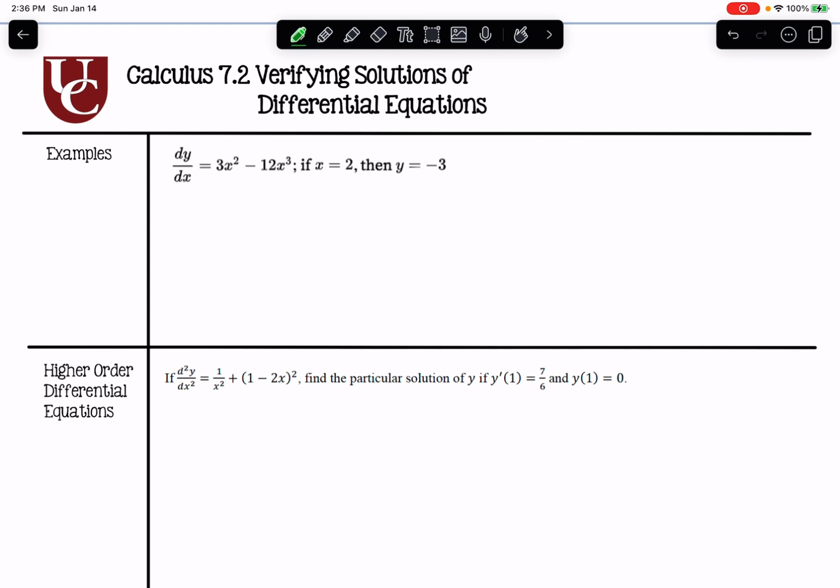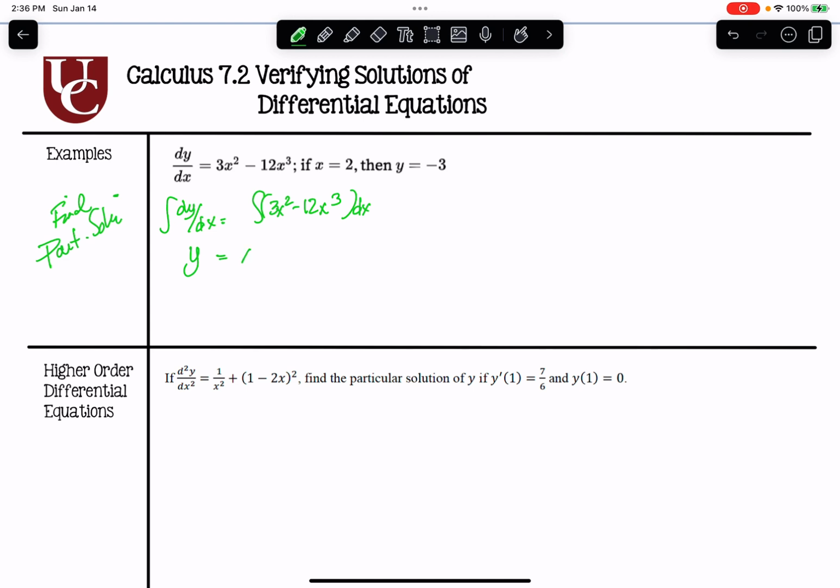So it wants us to find, again, the particular solution of this differential equation. So we'll take the integral of dy/dx, and that's going to be the integral of 3x squared minus 12x cubed dx. So that'd be y equals x cubed minus 3x to the fourth plus c. And then I'm going to use (2, -3). Negative 3 is 2 cubed minus 3 times 2 to the fourth plus c.